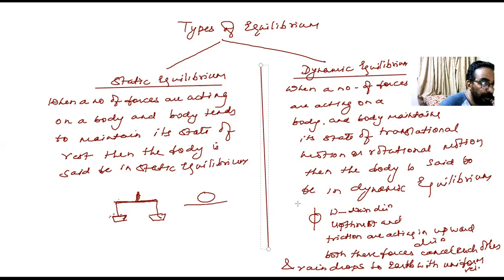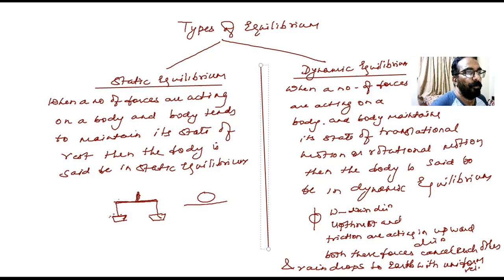Now, the conditions needed for a body to be in equilibrium. The first condition: the resultant of all the forces should be zero, equal and opposite in direction. Naturally both the forces cancel each other, so the resultant force will be zero. Secondly, the algebraic sum of the moments of all the forces acting on the body about the point of rotation should also be zero. So these are the conditions needed.